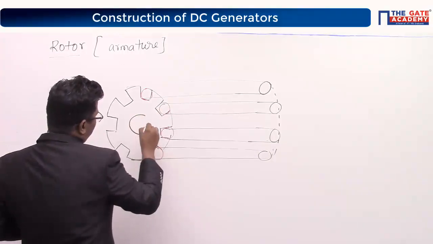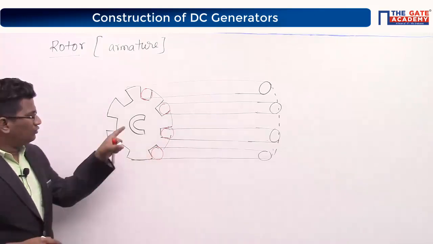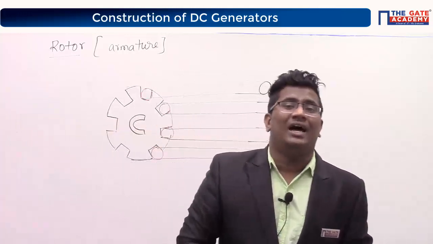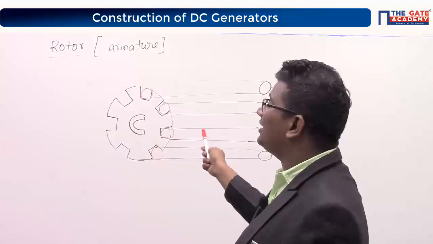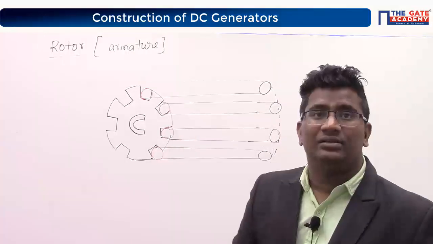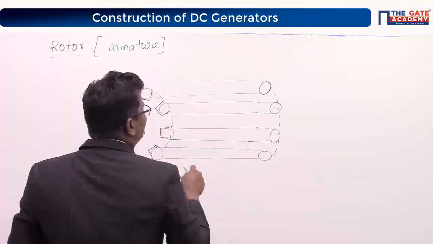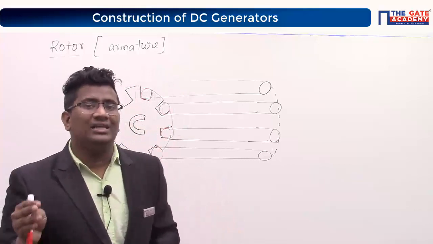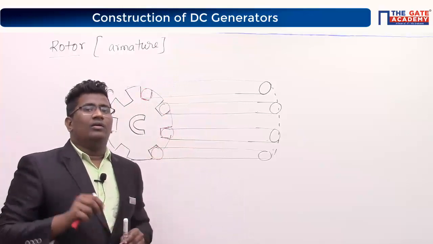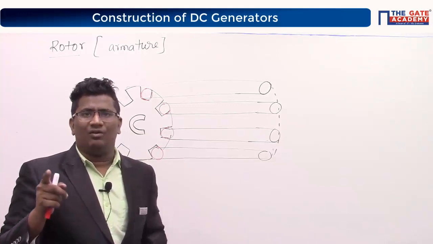On to this, we have the rotor shaft. Tell me, do we have slots and teeth in the armature or not? Yes, slots and teeth. Point number 1. Once I connect any load, your conductors are now current-carrying conductors.